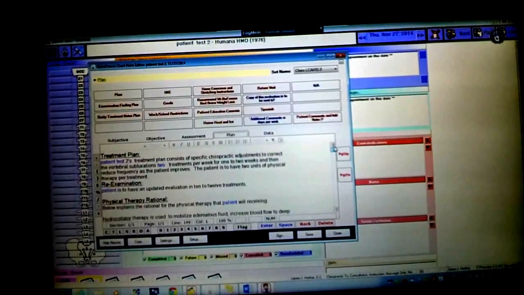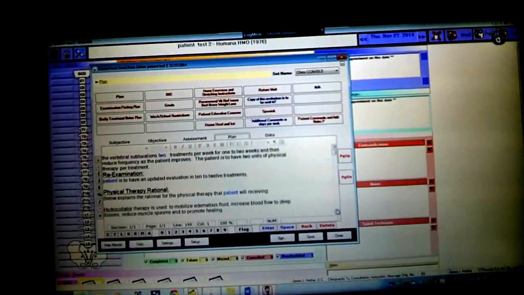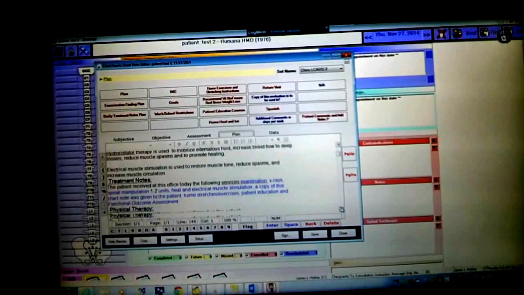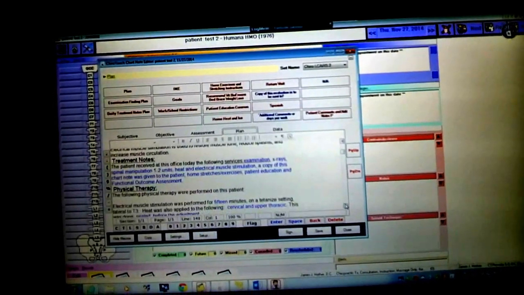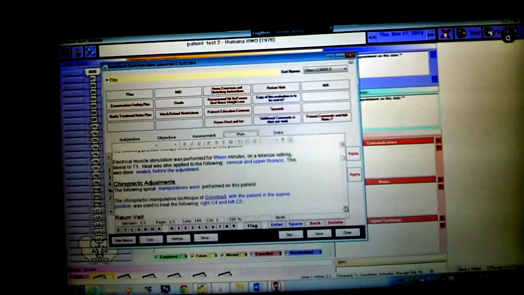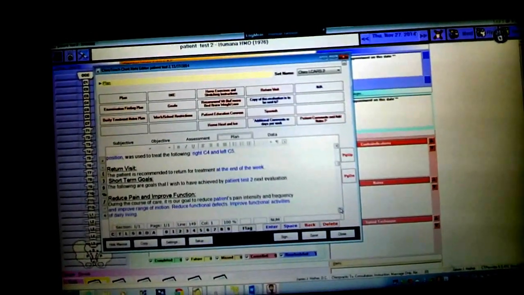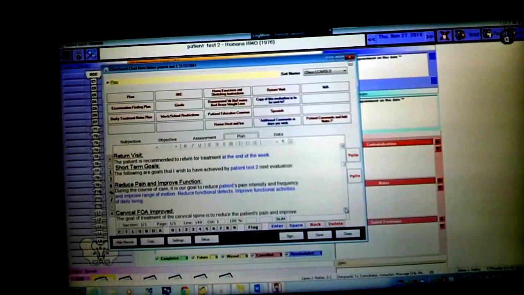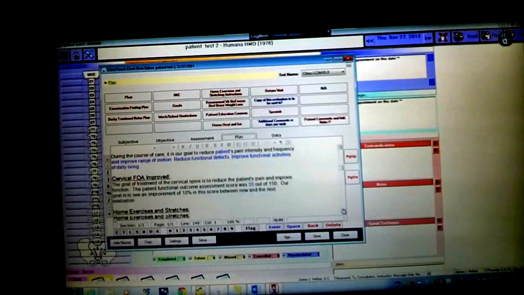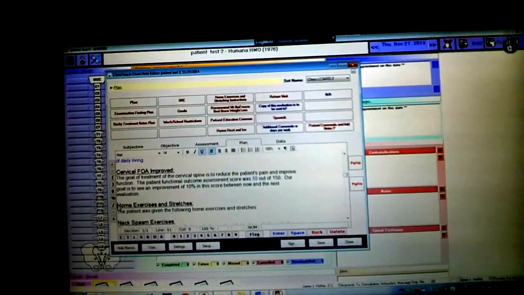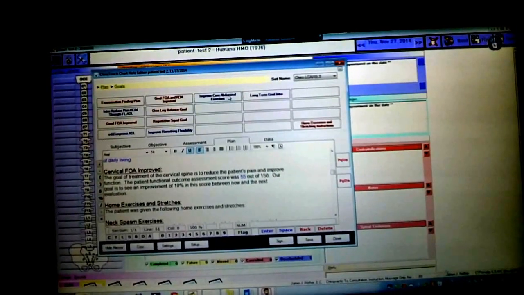We said twice a week for 1 to 2 weeks. When we want to re-examine them, why we're doing physical therapy, what was done during the course of today's treatment, the physical therapy that was done today, the manipulations, which technique, which side, which vertebrae, when they wish to return, short-term goals. We can also put in some long-term goals if we wanted to by simply clicking between short-term and long-term, going to goals.